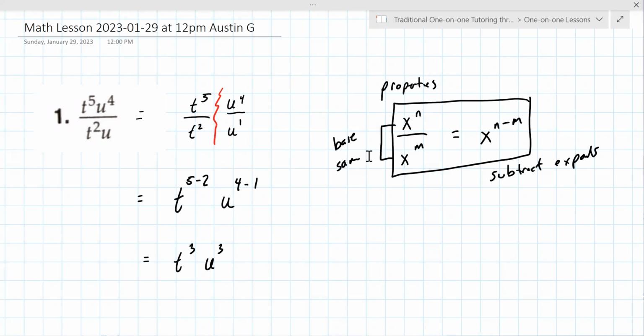So the key here is that the bases have to be the same. You can't combine the u with the t. I mean, that's pretty straightforward here. So maybe that's enough to sort of say, oh, I got it. There's a few exceptions here, so we'll get to those in a moment, but let's look at number 2.